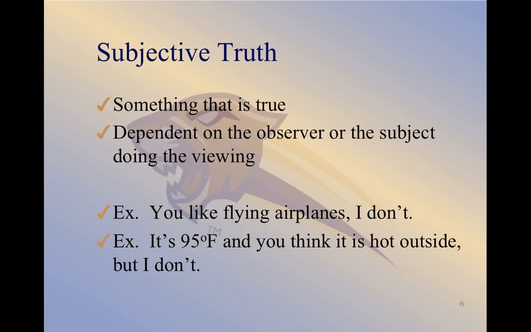Subjective truth is something that is true, but it is dependent on the observer or the subject doing the viewing. So, for example, you like flying airplanes, I don't. That's totally dependent upon who the observer is. Another example is, it's 95 degrees Fahrenheit outside, and you think it's hot outside, but I don't. Totally dependent upon the viewer. So those are some basic examples of subjective truth.